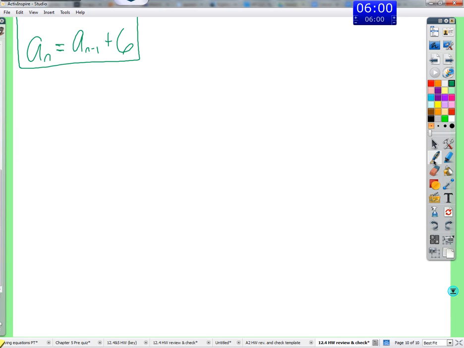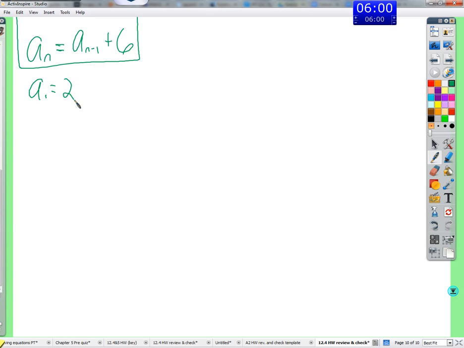Could you recreate the sequence on the previous page? No. Why not? Because you don't know where to start. That's what you need to know. That's the rest of the recursive definition. I have to tell you where to start. If you need one term to start, I need to tell you that. If you need two, I need to tell you that. So what more information do you need? Where do you start? A sub 1. You remember what a sub 1 was? Yeah, 2. So I have to tell you a sub 1 is 2.